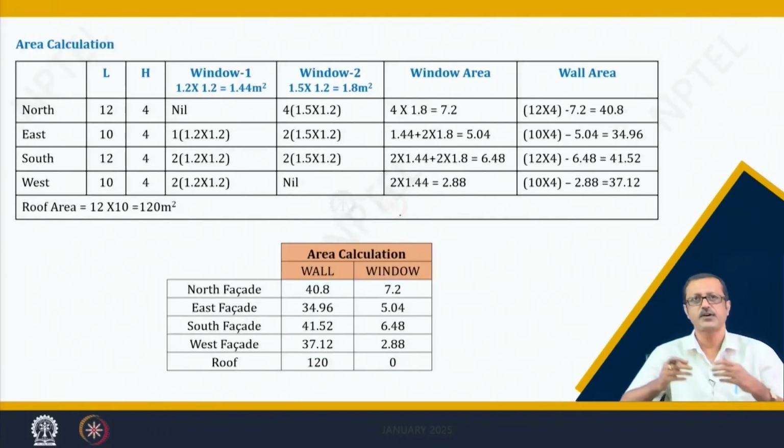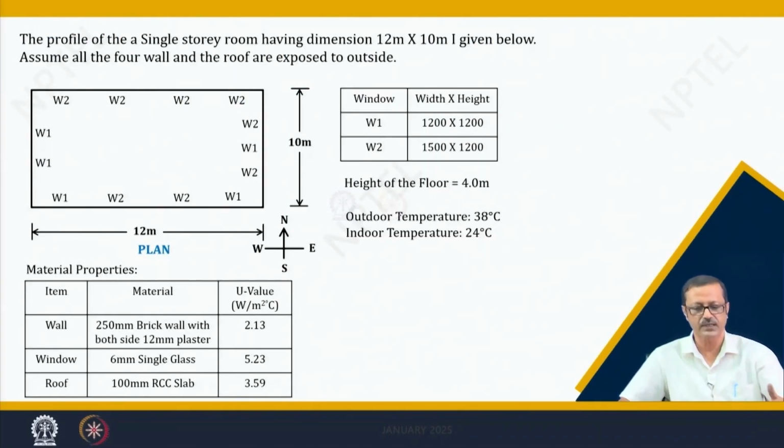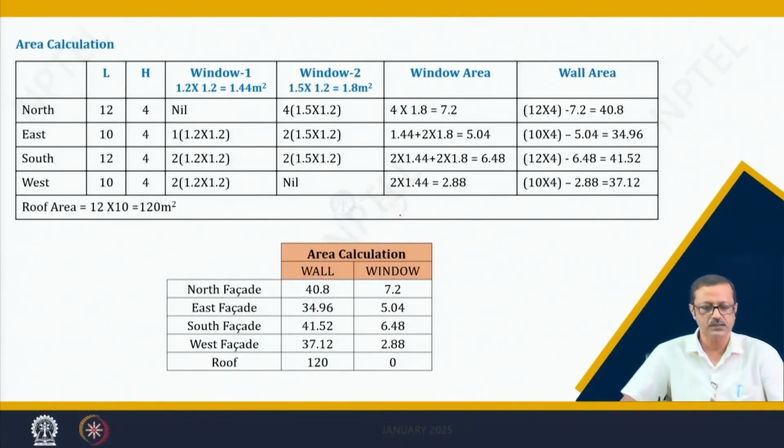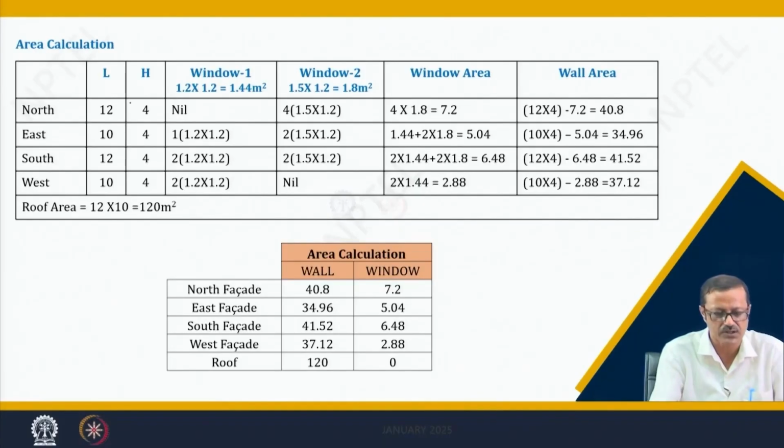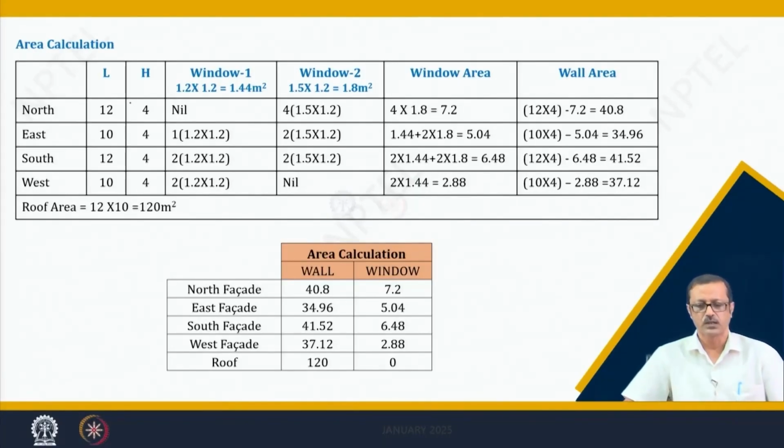First of all, we have to take all the north, east, south and west directions, which are also mentioned over here. The longer sides are in the north and south. So, the north and south walls are 12 meter by 4 meter, because the height is 4 meter, whereas the east and west are 10 meter by 4 meter, and the roof is 12 meter by 10 meter. Those L and H are mentioned over here in a column. The window 1 and window 2 are also given. So, how many windows are in how many faces?